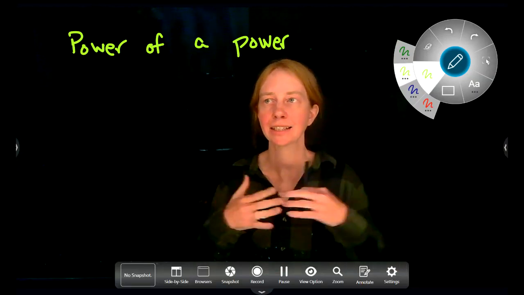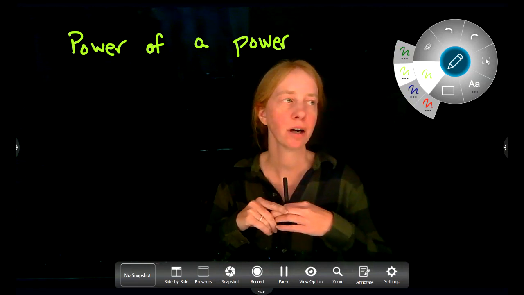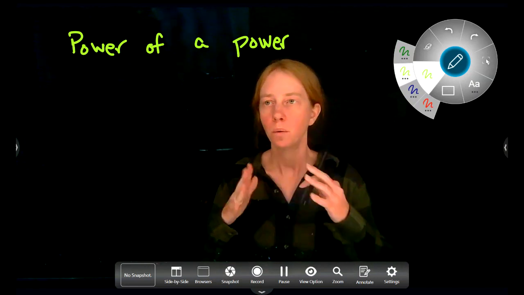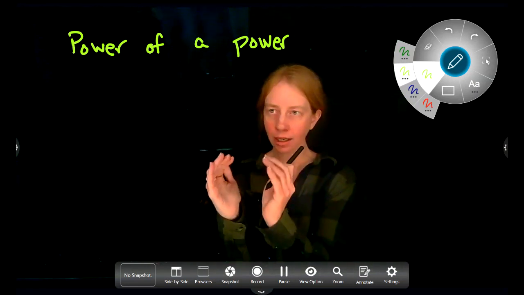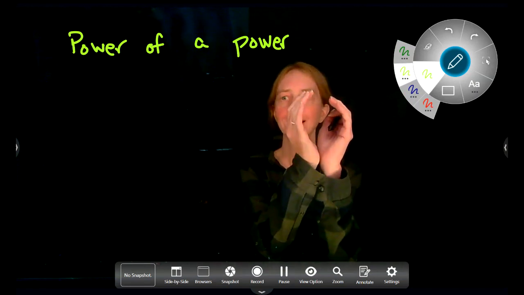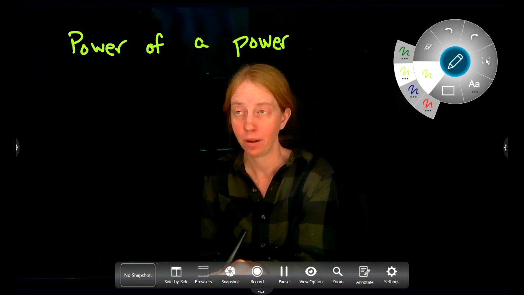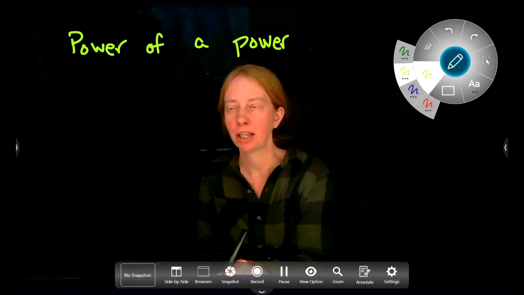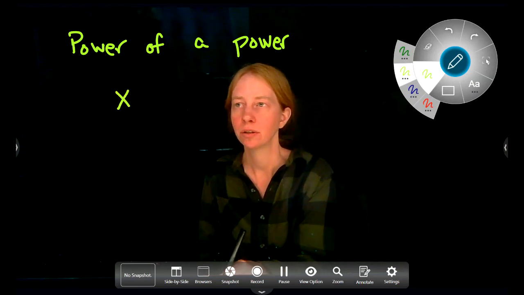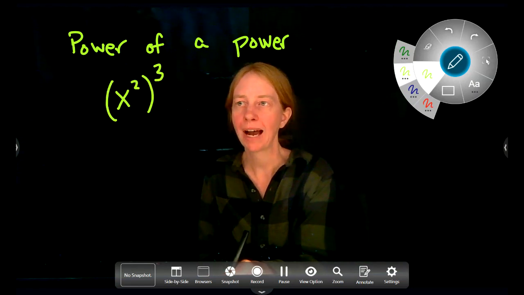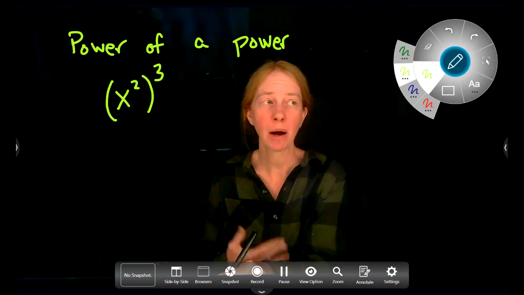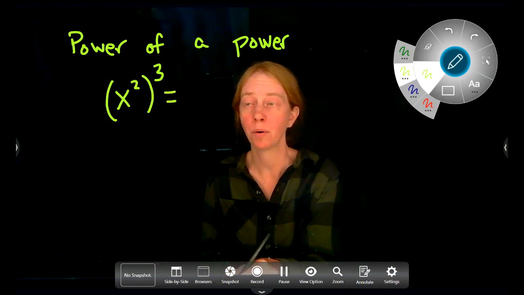All right, so this next little section is called the power of a power. What that means is that we've got a number that we're raising to a power. Let me give you a simple example, and then we'll add a little bit of complication. If we had x squared to the third power.